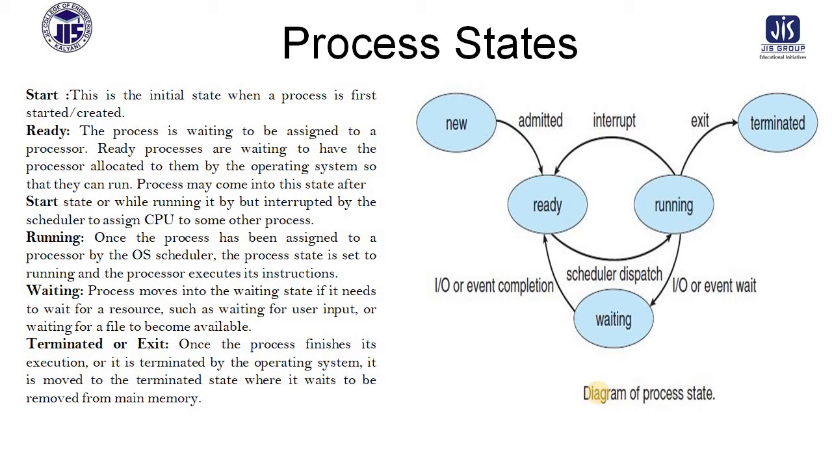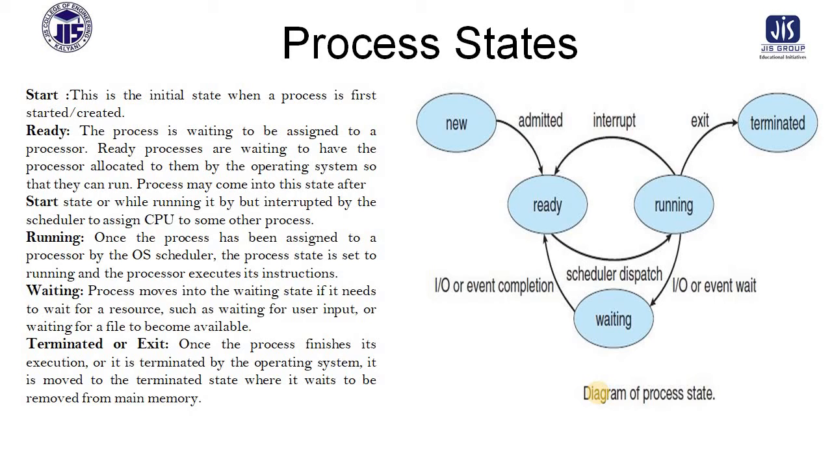A process may come into the ready state after being interrupted. Next is the start state, which is the state while running, but interrupted by the scheduler to assign the CPU to some other process. Next is running. Once the process has been assigned to a processor by the OS scheduler, the process state is set to running and the processor executes its instructions. Next is waiting. A process moves into the waiting state if it needs to wait for resources, such as waiting for user input or waiting for a file to become available.